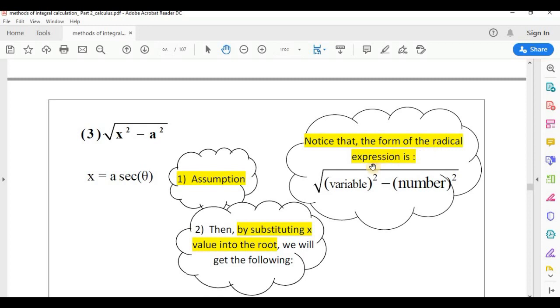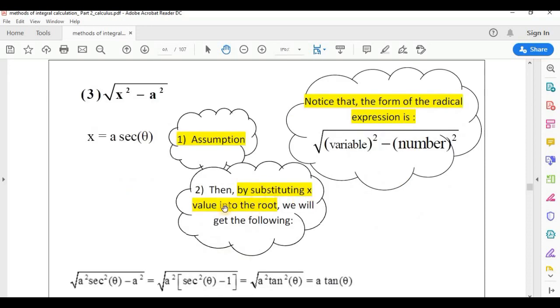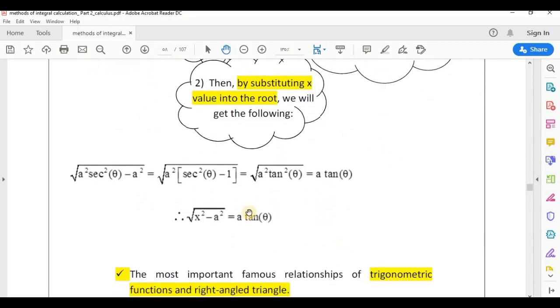We have the last one, x square minus a square. Notice that the form of this radical expression is variable square minus number square. If we have this type of form of radical expression, directly our assumption will be x equal a multiplied by sec theta. Then by substituting the x value into the root, we will get the following result.